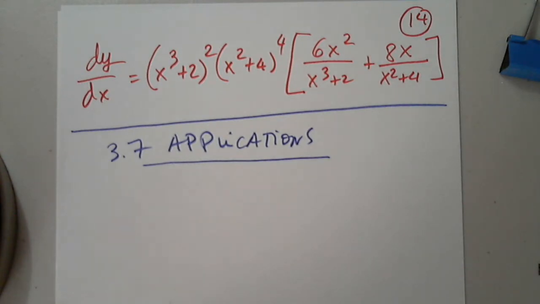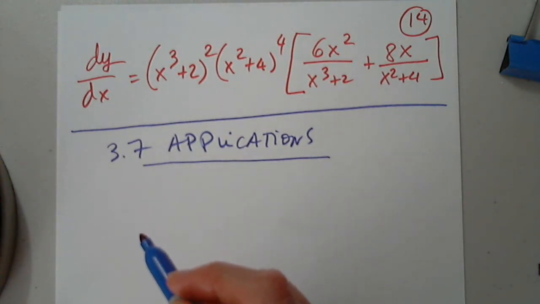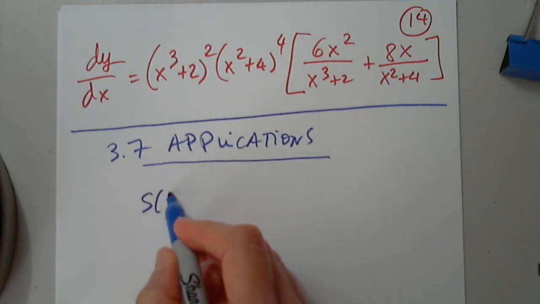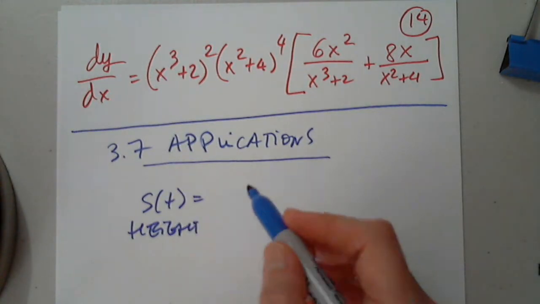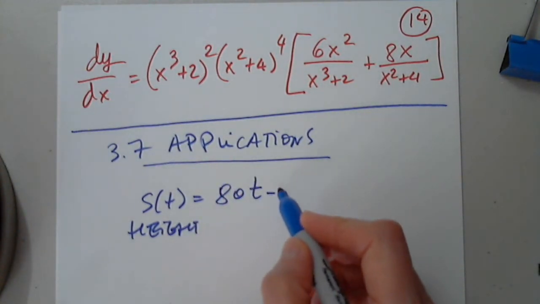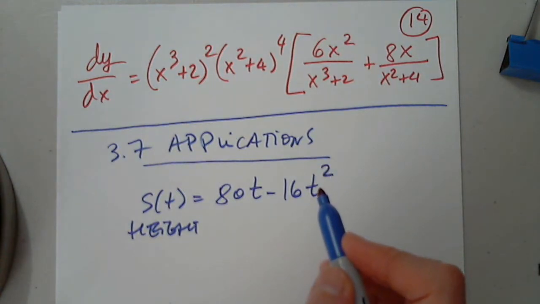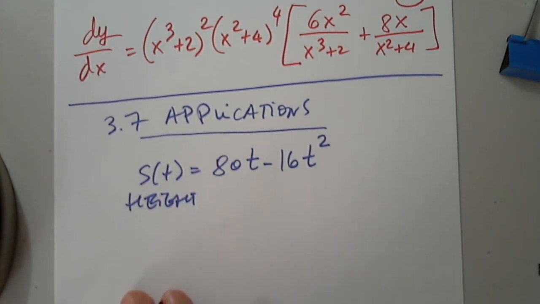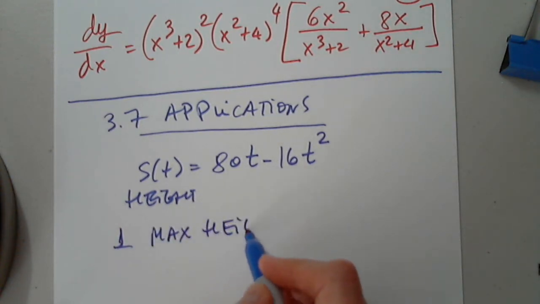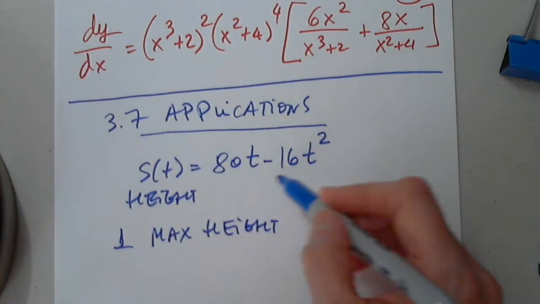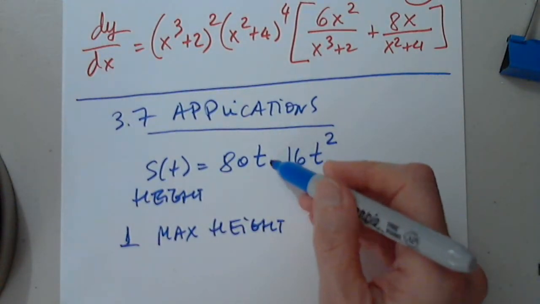Okay, so we have a ball thrown vertically upward with a velocity of 80 feet per second. Then its height after t seconds is given by s of t. So this is the height, and this is 80t minus 16t squared. What is the maximum height reached by the ball? So obviously this is a quadratic function. It has a negative leading coefficient.